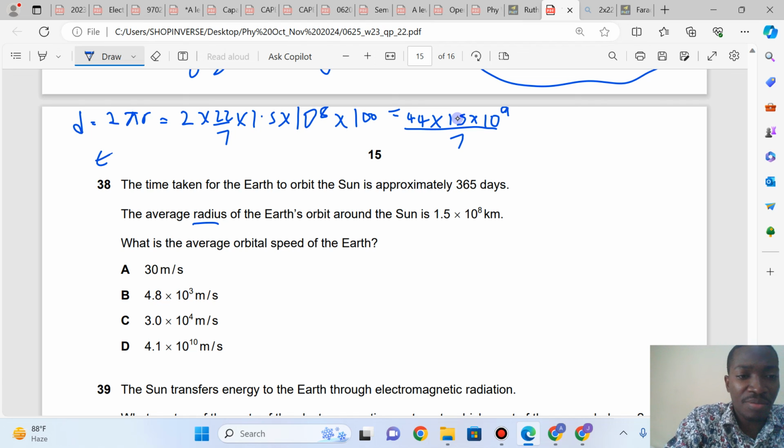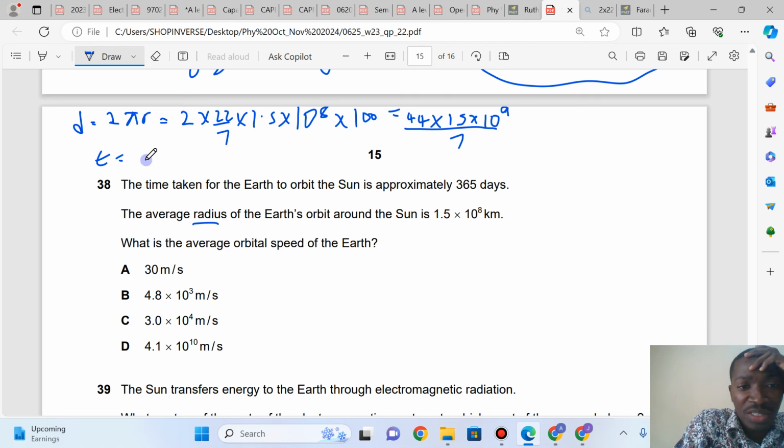I multiply 2 times 22, I got 44, times 1.5 times 10 to the power 8. I remove 1 here, added it here, it became 15. Then 7 plus 2 zeros, 9, 10 to the power 9. The denominator remains 7. That's the distance.